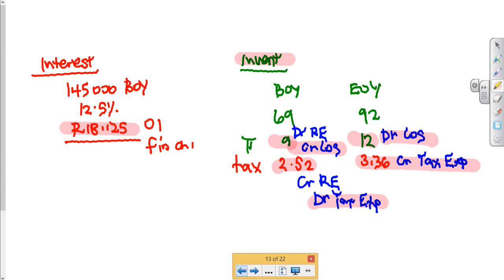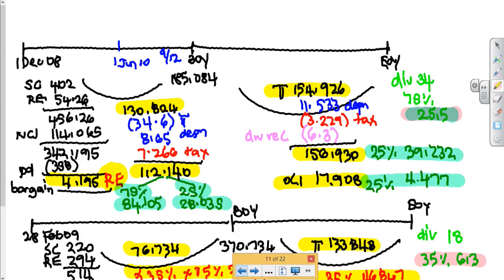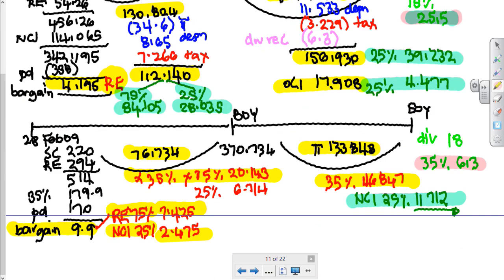So when I look at my numbers, here it is. There's the NCI's share of this profit, 39,232. Then at the bottom, my share was 46, NCI's share was 25% of that. Just be careful with which percentages you're working with, isn't it?